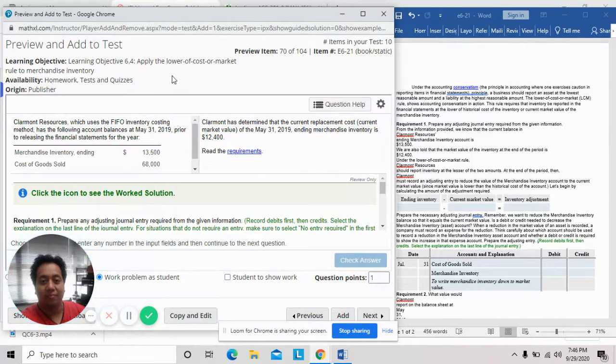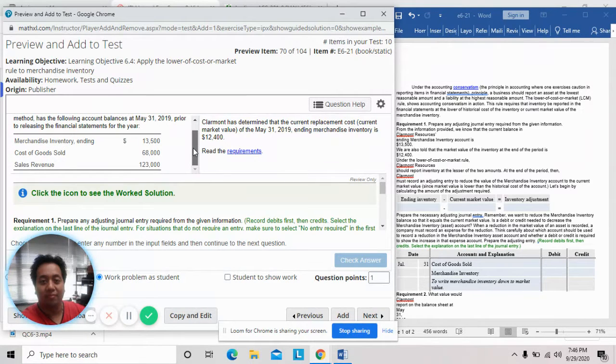They have the following balances at May 31st, 2019, prior to releasing the final financial statements for the year. Here you have listed the merchandise inventory ending of 13,500. Cost of goods sold at 68,000, sales revenue at 123,000. Claremont has determined that the current replacement cost, current market value of the May 31st, 2019 ending merchandise inventory is 12,400.